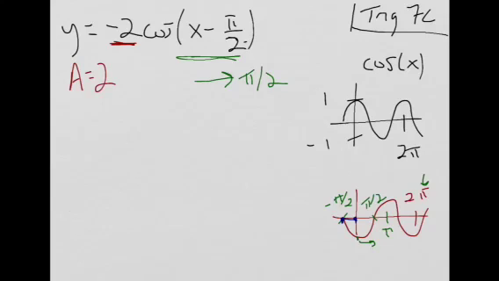Let's find another color. This point here is going to go out to here, right? And then all of them are going to move over by that amount. So I need to draw my graph.